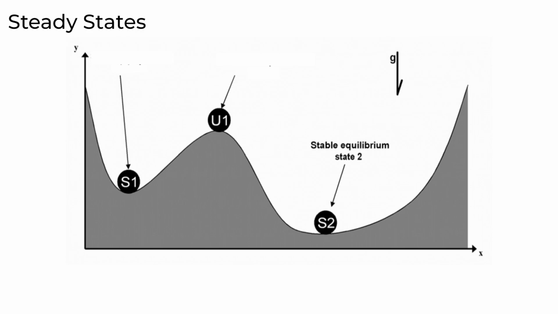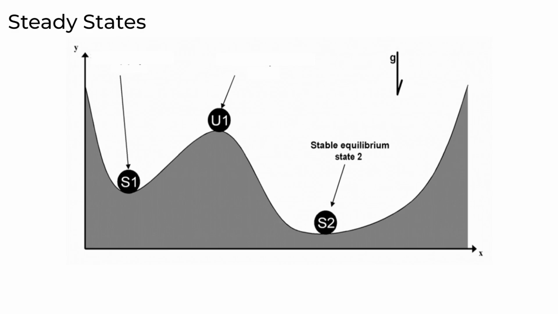Okay. So if you look at this, imagine these three are balls, and this is a mountain terrain, and on this terrain there are three balls. Which one do you think is the most stable? So if you see the y-axis as the energy component, then S1, S2, and U1 are on different energy levels. So U1 has the highest energy level, followed by S1, followed by S2. But there is a fundamental difference between S1, S2, and U1.